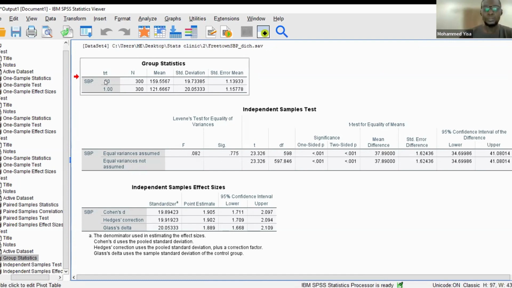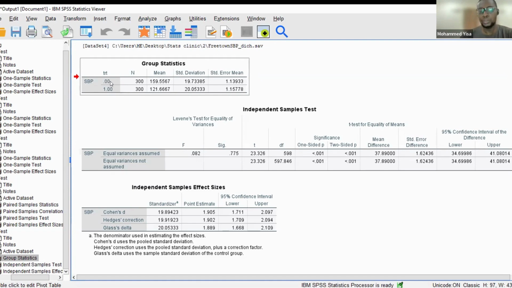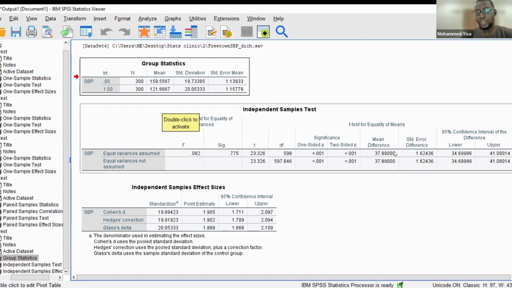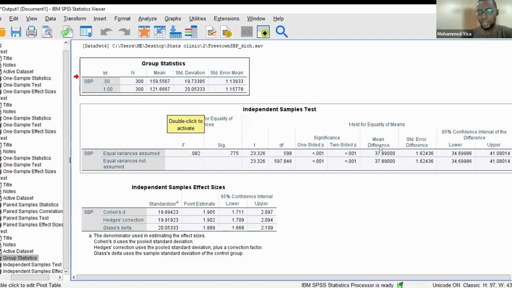When you come here, you can see the mean difference. On average, this is the difference in BP between group 0 and group 1. Group 0 is no treatment, group 1 is treatment. So on average, the BP in the treatment group is 37.89 millimeters of mercury less than that in the no treatment group. Are you with me so far?